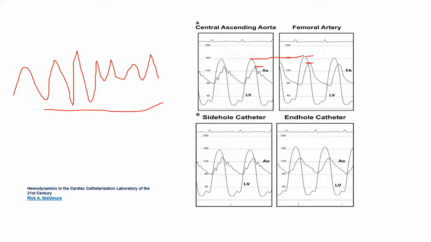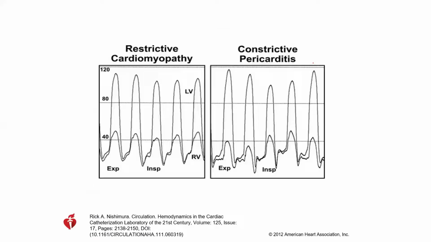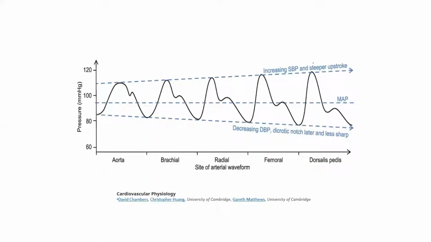Okay, good. So I'm gonna fast forward you to one slide before we carry on. You see here, yeah, exactly. This is physiological. It's called the peripheral augmentation of the pulse and the blood pressure. As you go down from the heart, from the central aorta, the pulse and the blood pressure as represented here look like that. So you have increasing systolic, steeper upstroke, decreasing diastolic, and a less sharp dicrotic notch. The most important thing is this part, increasing systolic compared to the central aorta.